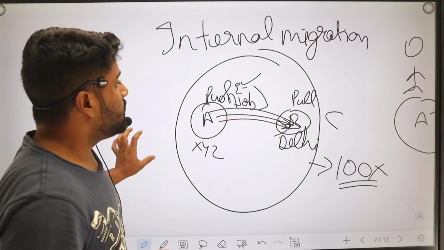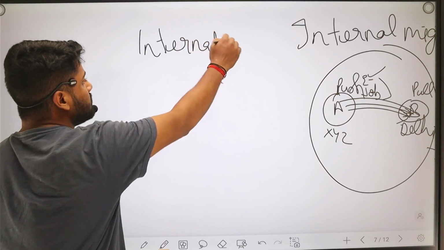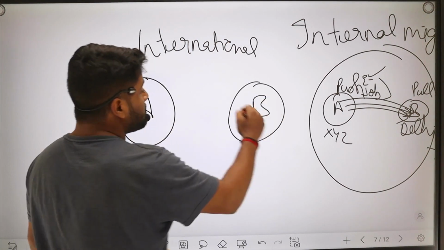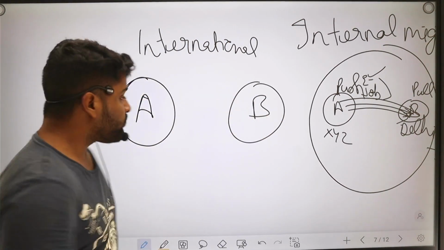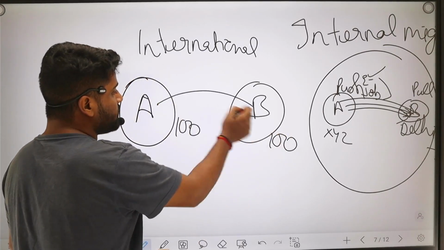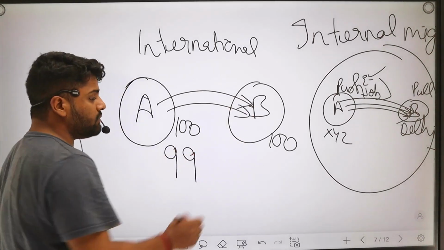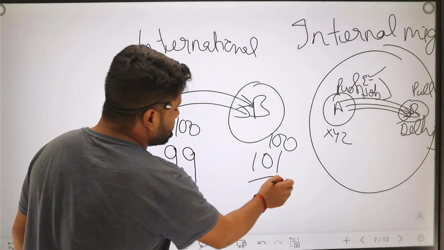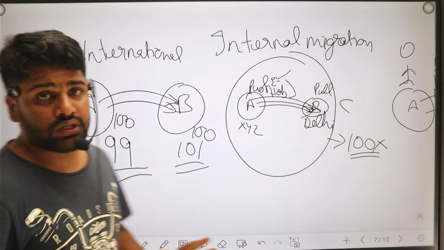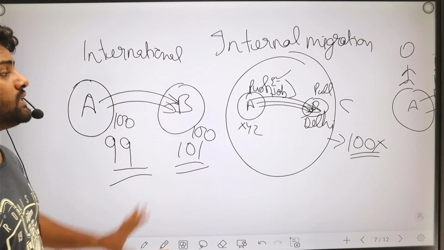Another is international migration. If someone is living in country A and moves to country B, both are distinct things. If population of A is 100 and population of B is also 100, and someone from country A moves to country B, then the population of country A will be 99 and country B will be 101. So what is the implication here? Due to internal migration there is no change in the population of the country, but in international migration there is a change.